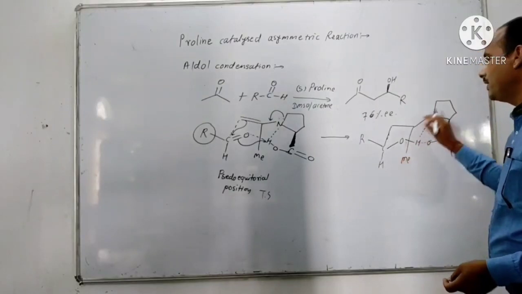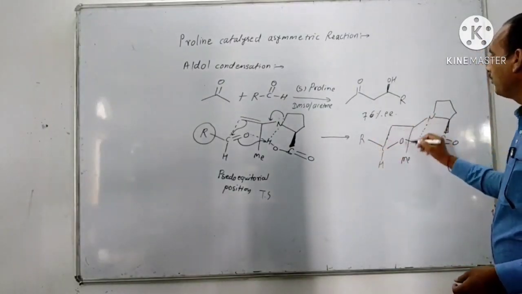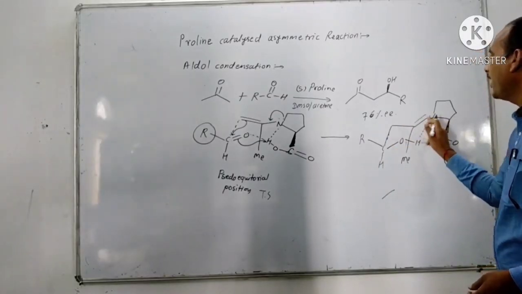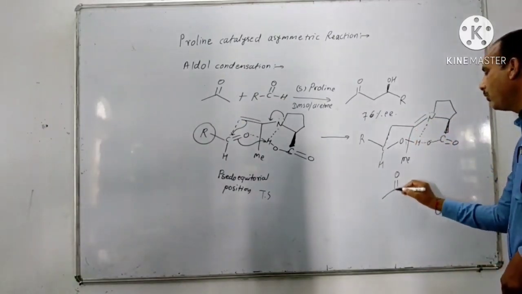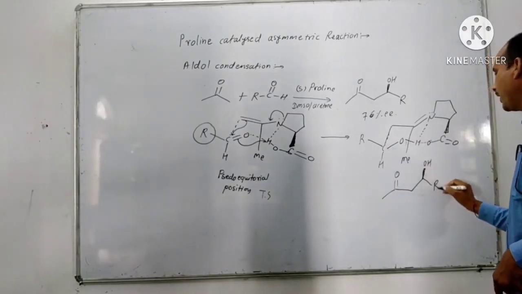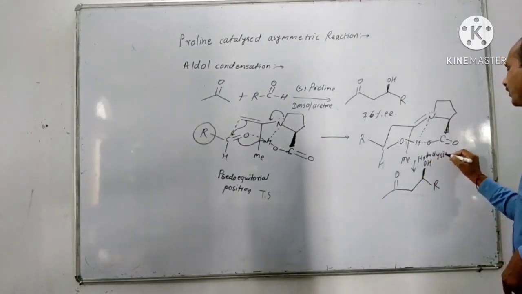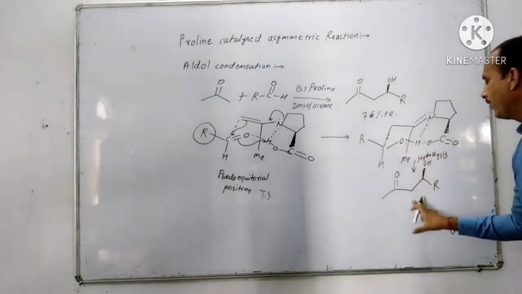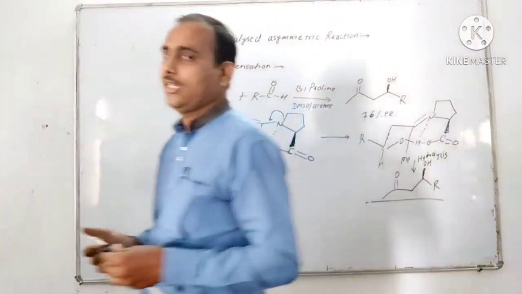Now here this OH is present above, and R and this methyl group are in the plane. Therefore on hydrolysis, there is again formation of the carbonyl group, C double bond O, OH and R. This product is formed from this transition state, and on hydrolysis this product is the major one with 76% EE.